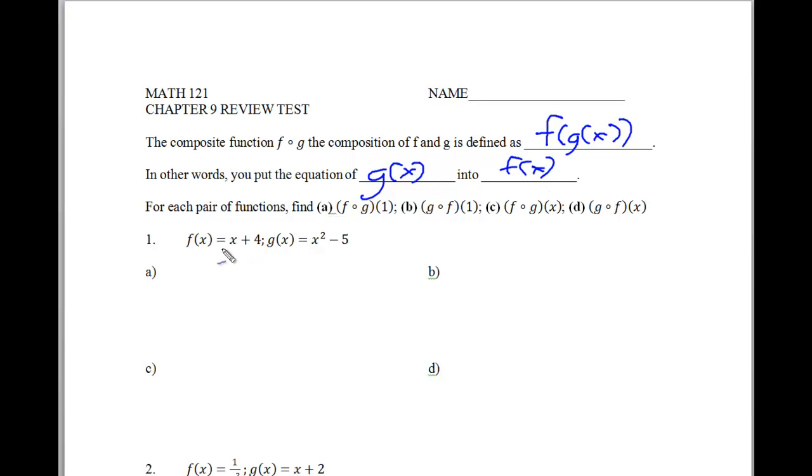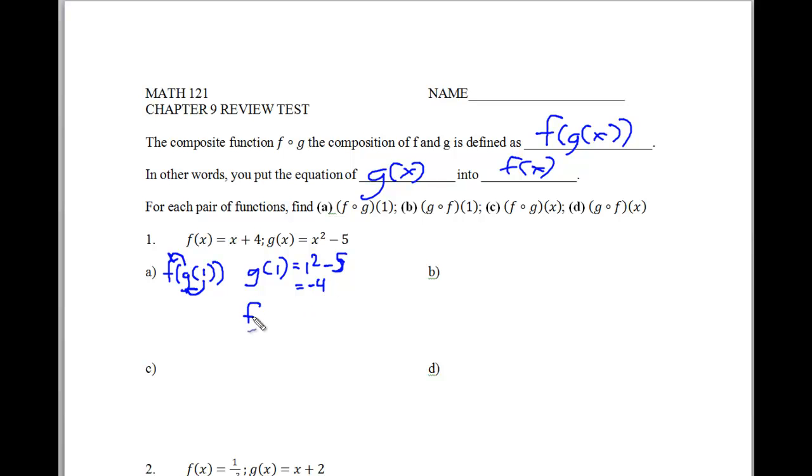So for the first equation here, we're supposed to do f of g of 1. I'll use the way that I would like to see you use it, f of g of 1. We're going to plug the 1 into the g, and then plug whatever that is into the f. So this starts off with g of 1. We take my equation and put 1 squared minus 5, which is going to be negative 4.